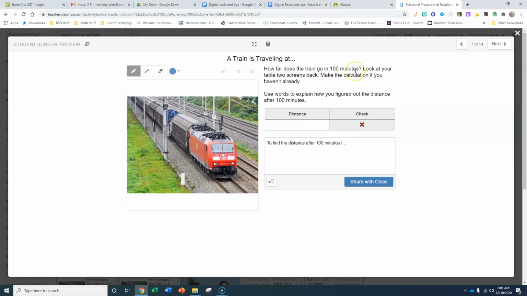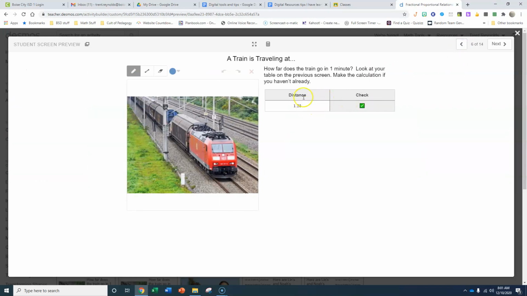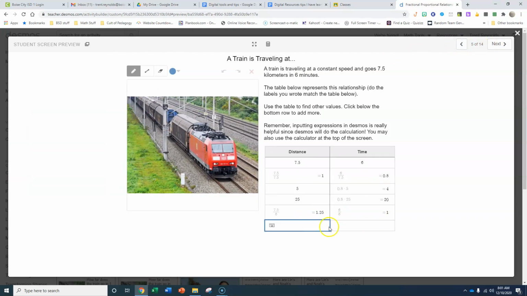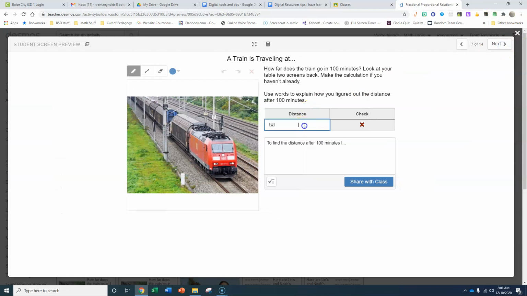Now I need to know 100 minutes. Actually, if I know this is 1 minute, then that's a pretty straightforward one, right? So if this is 100 minutes, then this is times 100, 125. So let's test it, 125. And it's a check, and then I need to explain that, right?